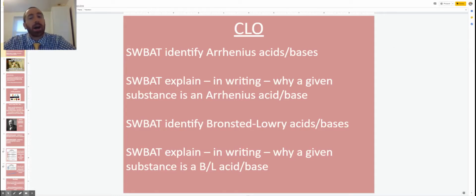So you're going to identify Arrhenius acids and bases, and you're going to explain in writing why something is an Arrhenius acid or a base. That's the first definition, the Arrhenius definition. Secondly, you're going to identify Bronsted-Lowry acids and bases, and then you're going to explain in writing why a given substance is a Bronsted-Lowry acid or base. So you have Arrhenius acids and bases, and then you have Bronsted-Lowry acids and bases. And you need to be able to identify both and tell me the definitions of both. And that's what we're going to do today.